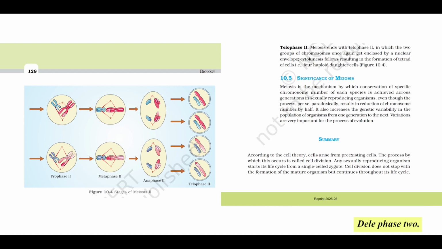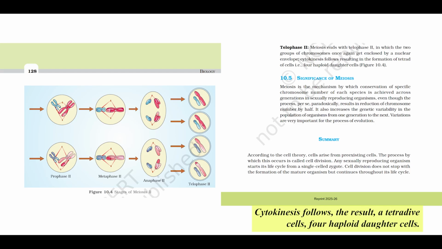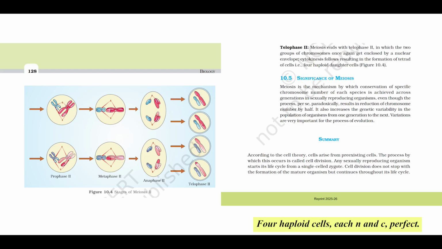Telophase II. Meiosis ends here. Nuclear envelopes reform around the chromosomes at each of the 4 poles, 2 poles in each of the 2 dividing cells. Cytokinesis follows, the result, a tetrad of cells, 4 haploid daughter cells. Each of these 4 cells has a haploid number of chromosomes and a haploid amount of DNA, C. The final state needed for gametes. 4 haploid cells, each N and C. Perfect. That clarifies meiosis II.